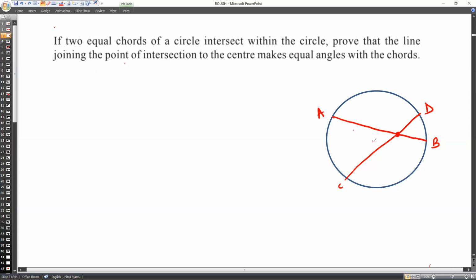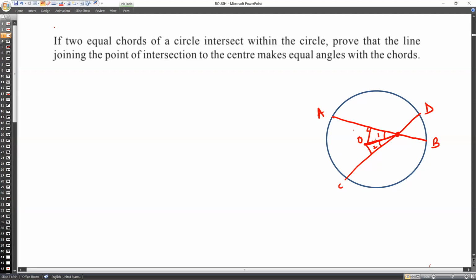Prove that the line joining the point of intersection from the center makes equal angles with the chords. This is angle 1, this is angle 2. You need to prove that these are equal. Got it? You understood? Will you be able to prove this one? How will you prove it? Tell me first. If you consider this point O to be the center, then how will you prove this?